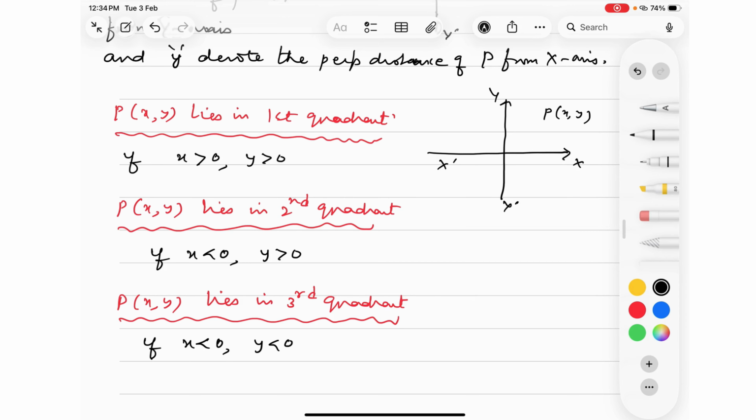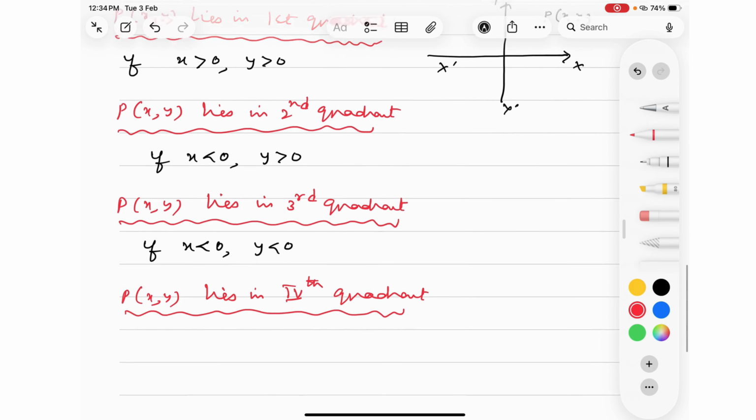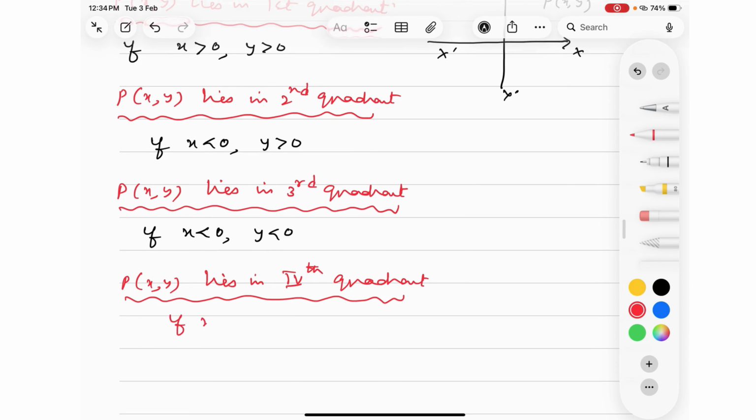Now, before we define trigonometric ratios, this fundamental point is very, very useful. Similarly, if P (x, y) lies in the fourth quadrant, x should be positive and y should be negative. x should be greater than 0, y should be less than 0.